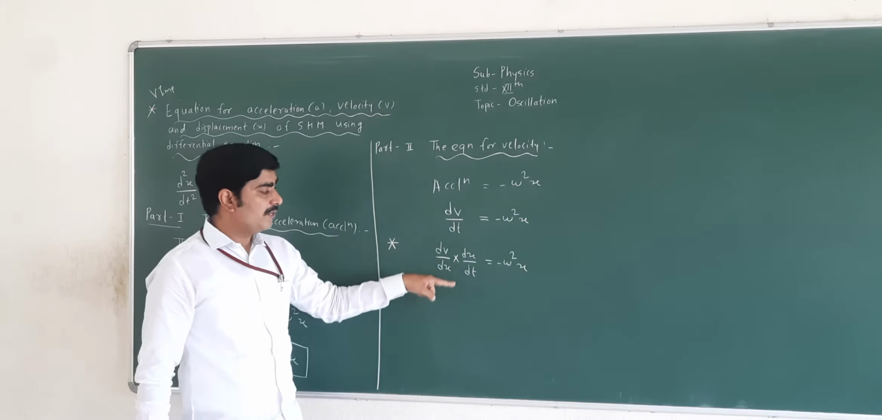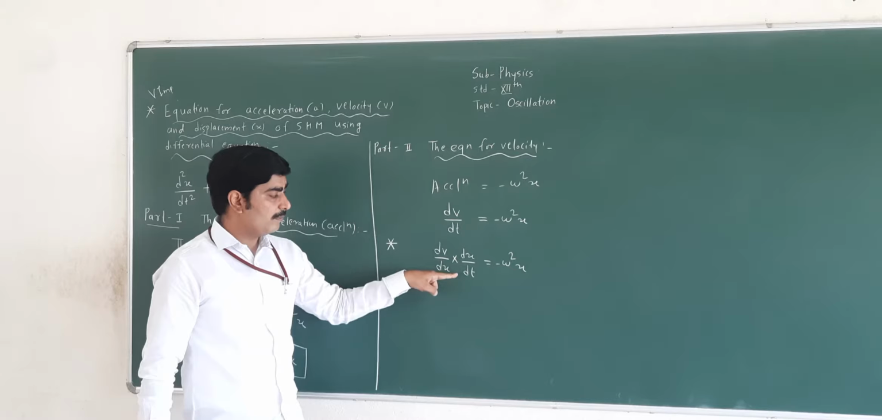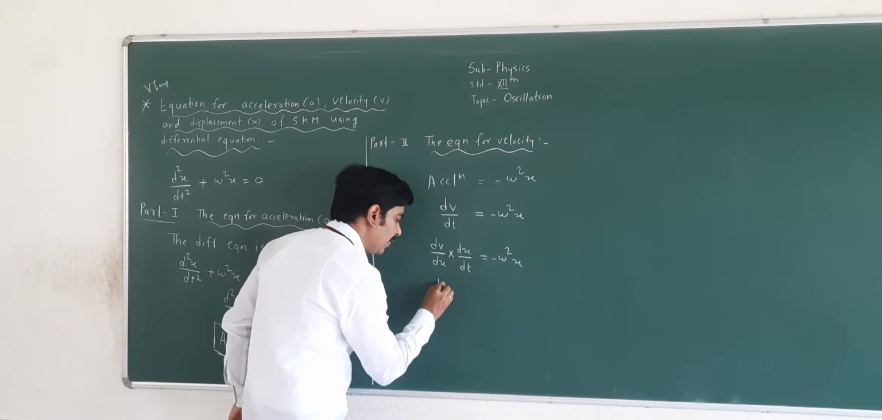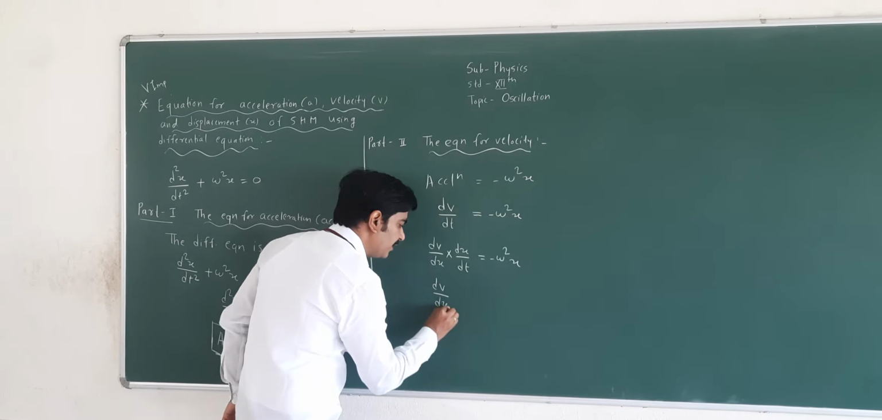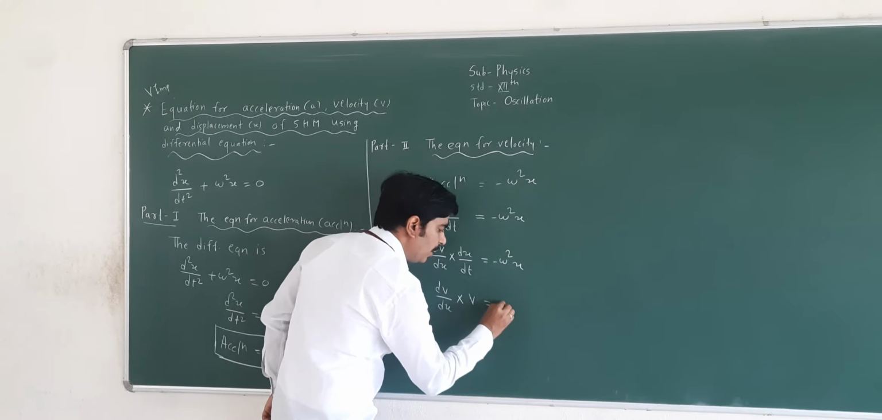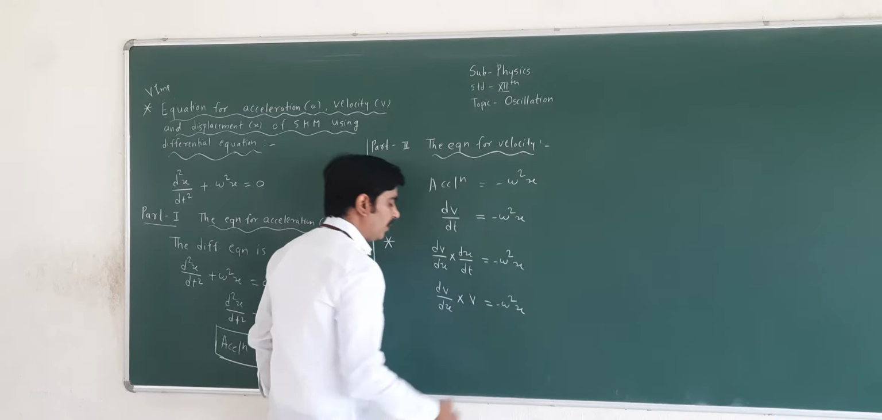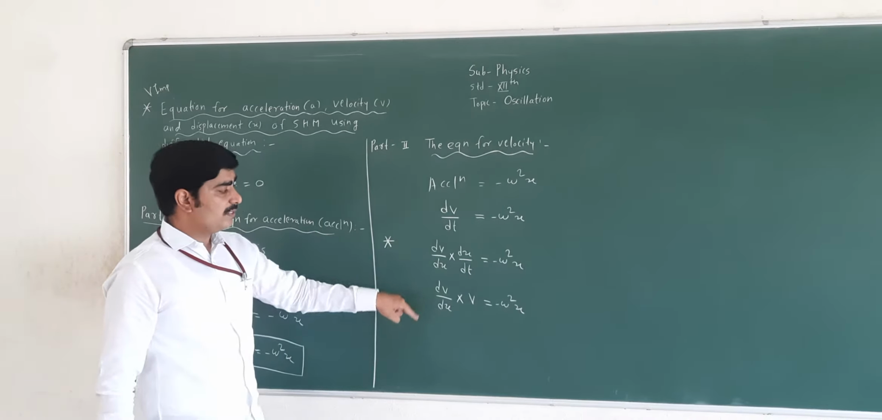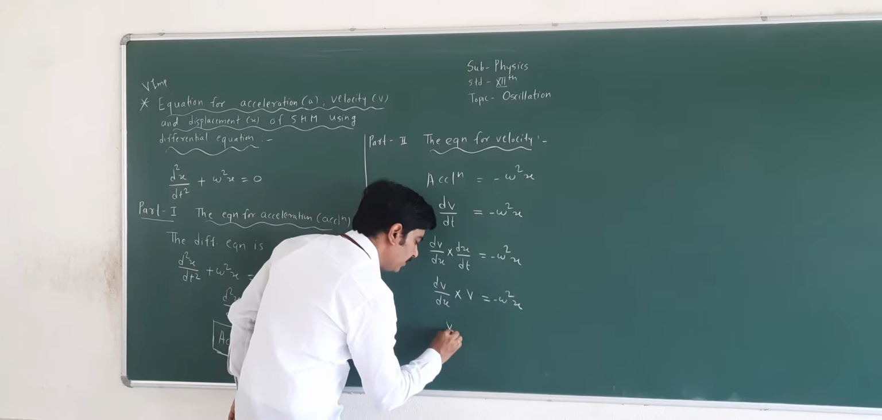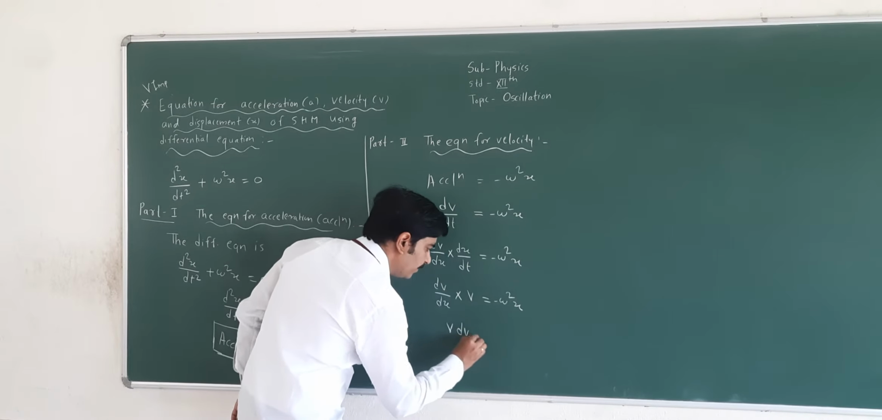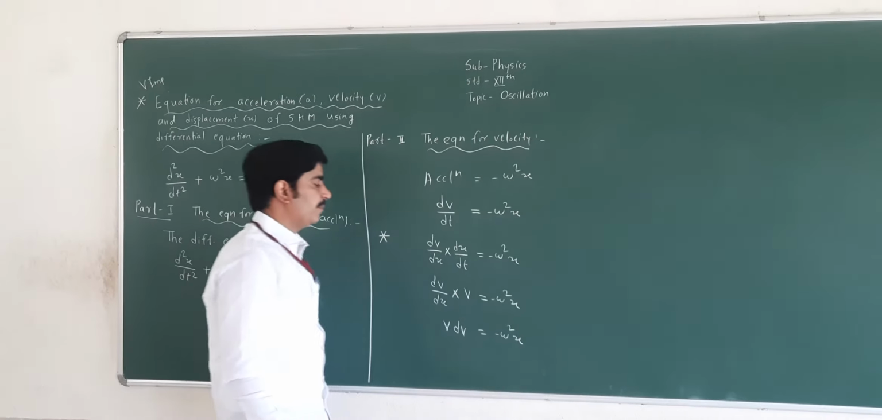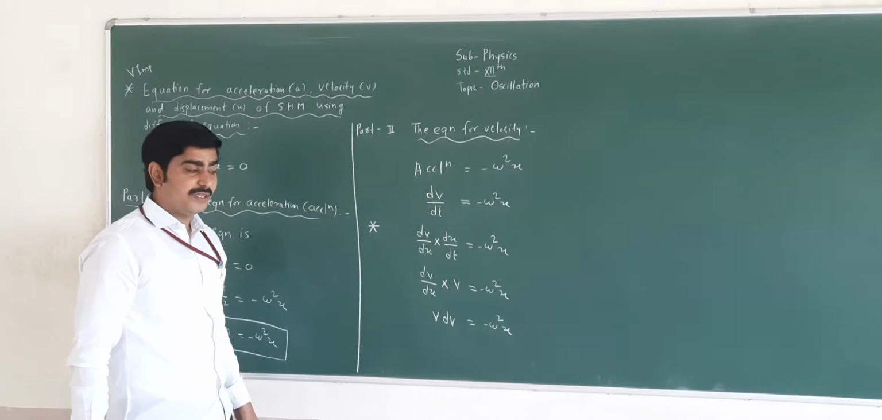Now dx upon dt, displacement upon time, is nothing but the velocity. So we can write here dv by dx multiplied by v is equal to minus omega square into x. Now take this dx on this side, it becomes v into dv is equal to minus omega square x into dx. After this we have to take the integration.